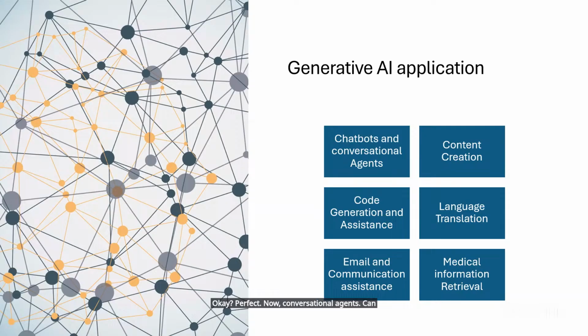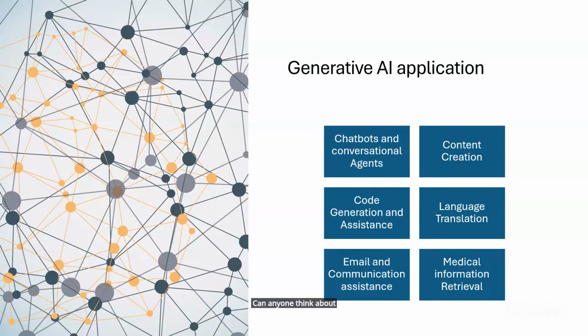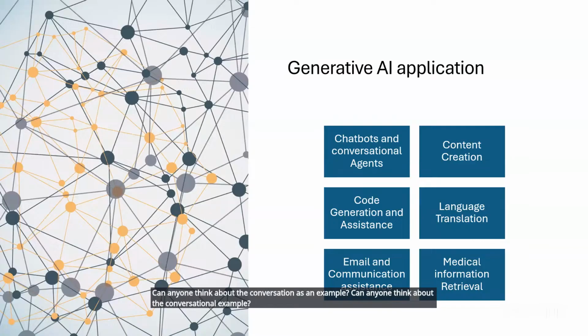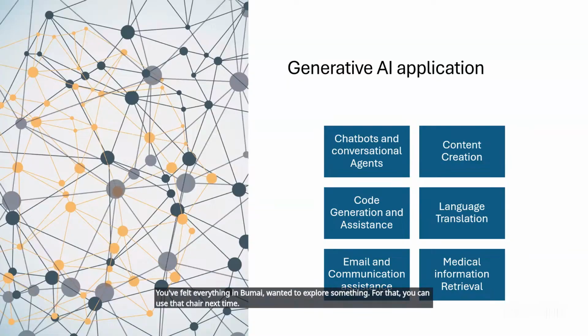Now, conversational agents. Can anyone give an example of a conversational agent? You know, ChatGPT is one example. A conversational agent means ChatGPT is an agent that responds to your queries and gives answers. Even if you don't want to share some information with anyone, you can keep everything in your mind and explore it with ChatGPT. Let's play with some examples.